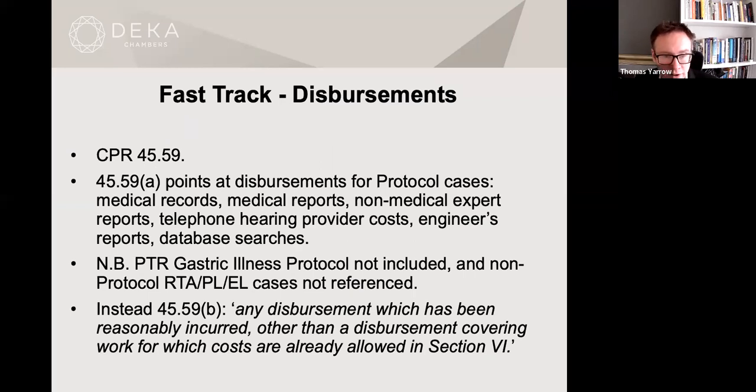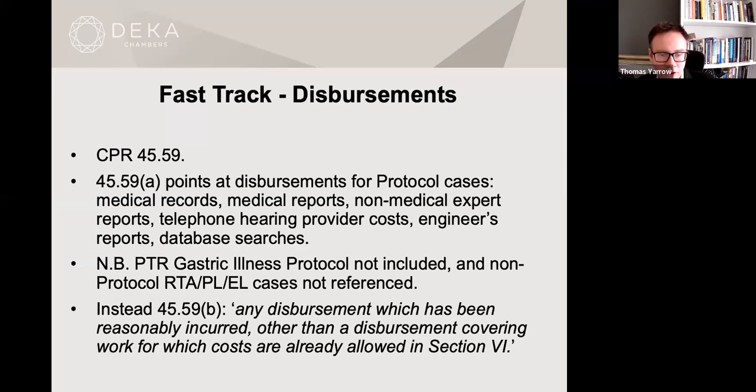Disbursements. Now, this is a little bit clumsily written, and indeed, you can see it's clumsily written, not least by the fact that 4559 doesn't have a 1. It just goes straight into A, which suggests there was tweaking up until publication and they didn't get it sorted in time. But the allowable disbursements on a fast track allocated case under 4559A, that points at disbursements for protocol cases. Medical records, medical reports, non-medical expert reports, telephone hearing provider costs, engineers' reports, database searches, etc., etc. It doesn't actually say what would happen in non-protocol cases, which many cross-border cases would be. The assumption would be if they are reasonable and justified for protocol cases, then for non-protocol cases, of course, these are going to be reasonable.